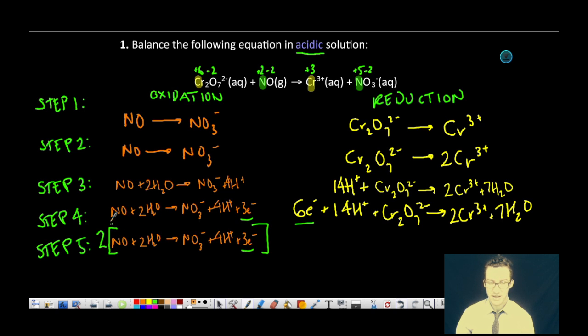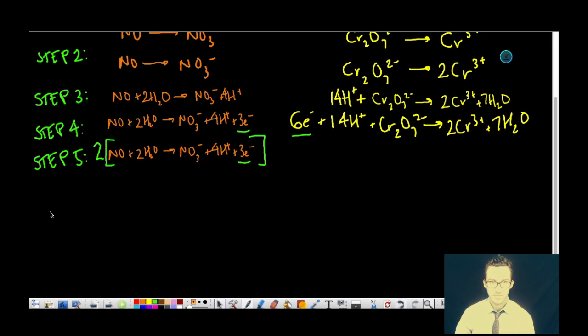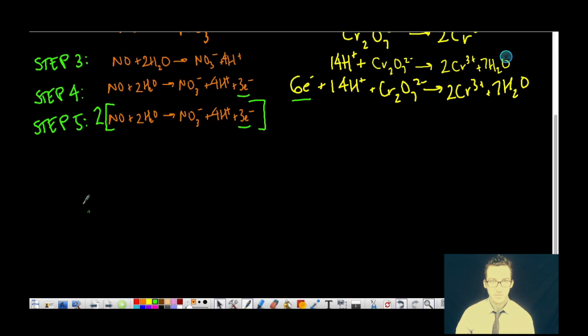And again, you're going to have to multiply everything by a factor of 2, because if we're trying to get a total of 6 electrons lost, that needs to distribute throughout the entire reaction. So now we're going to have 6 electrons lost, 6 electrons gained. Our final step, number 6, is just to recombine our half reactions into one full redox reaction.